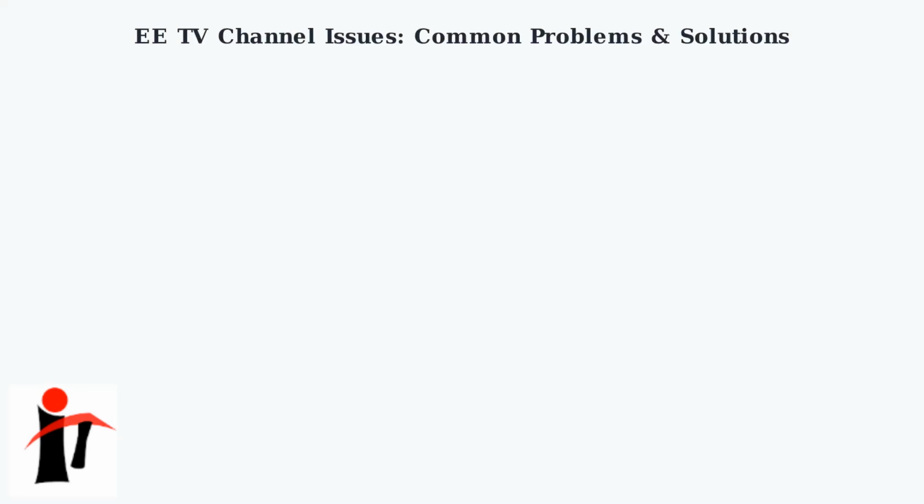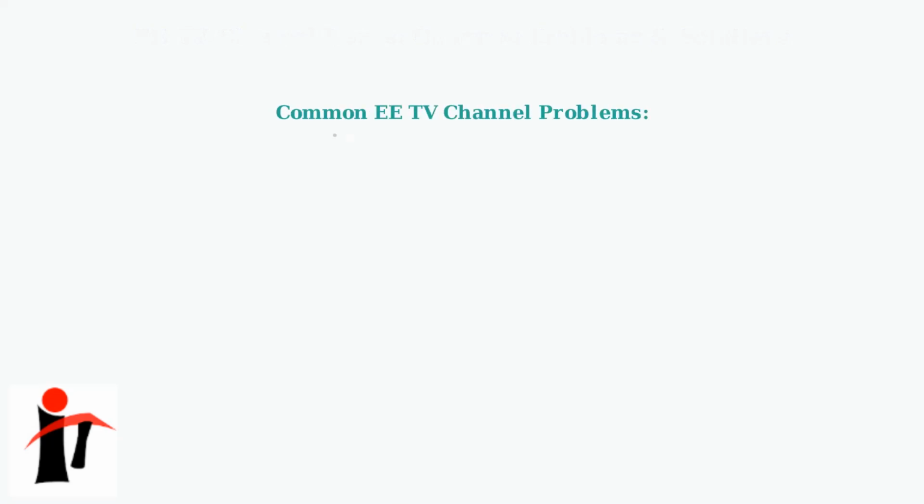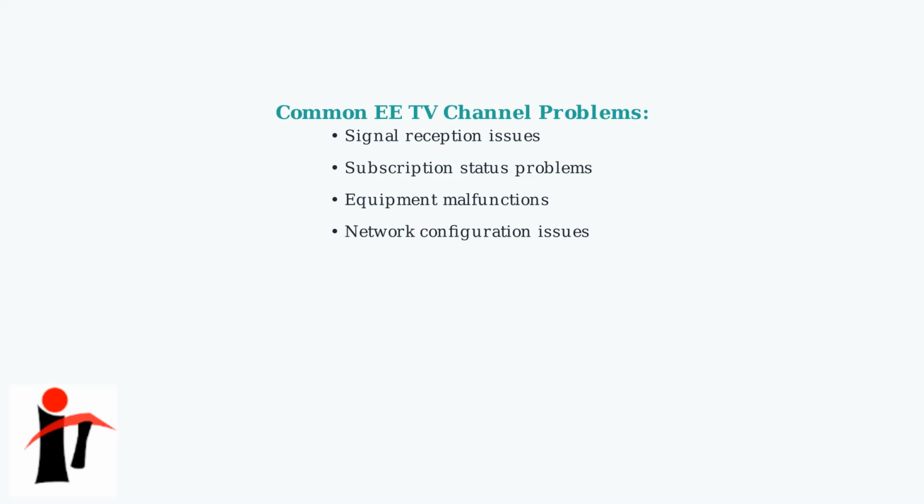Experiencing problems with your EETV channels? You're not alone. Many users encounter issues ranging from weak signals to subscription glitches. Let's explore the most common problems and their solutions. The primary causes include signal reception problems, subscription status issues, equipment malfunctions, and network configuration problems affecting on-demand services.